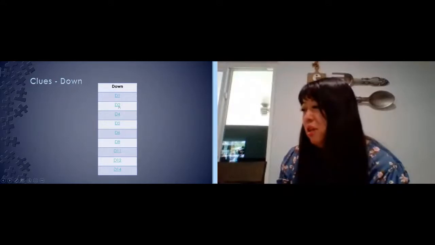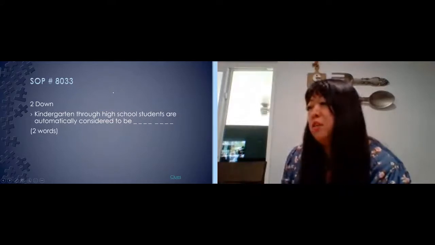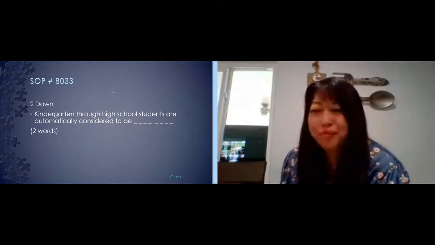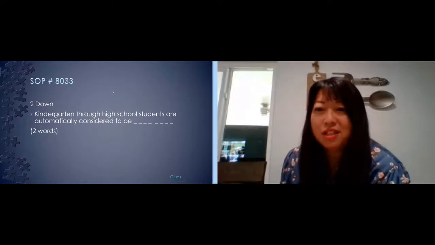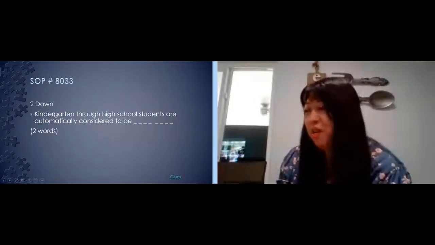Okay, we're gonna go to the second clue for down. Kindergarten through high school students are automatically considered to be what? 2 words here. 2 words. SOP 8033 if you need some help. This should be pretty easy. Okay, ready for the next clue?